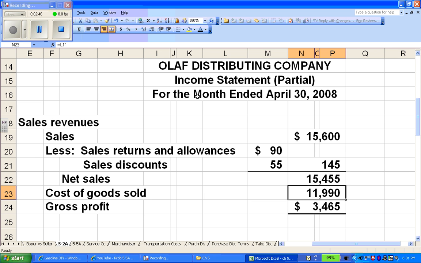Then from that, I will subtract out my cost of goods, which we calculated from all our entries, and that comes out to $11,990. That's our cost of goods sold. So when I subtract that from my net sales, I will get a gross profit of $3,465.